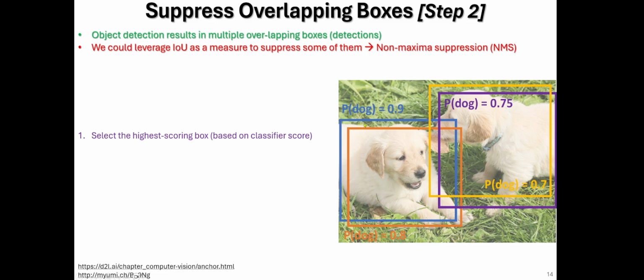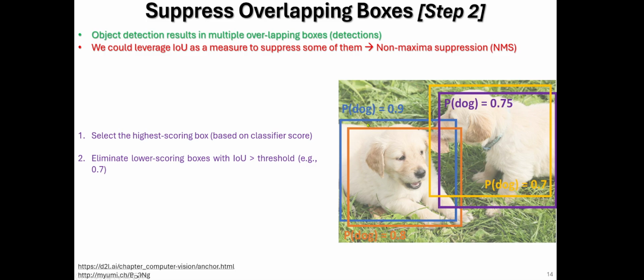You select the highest one. So in this case we only have dog, but let's select the highest one, which is this particular box, which is 0.9. So we'll select that, and then you find the intersection over union for this box, the highest one, with all others.